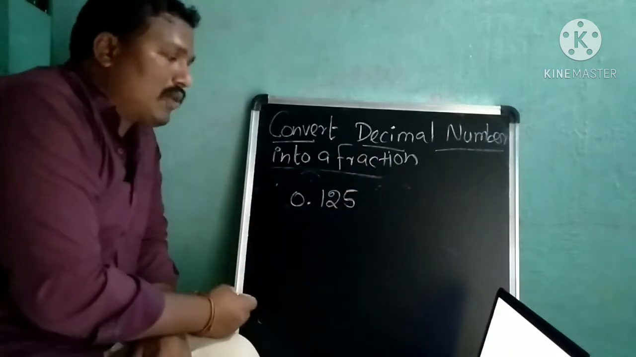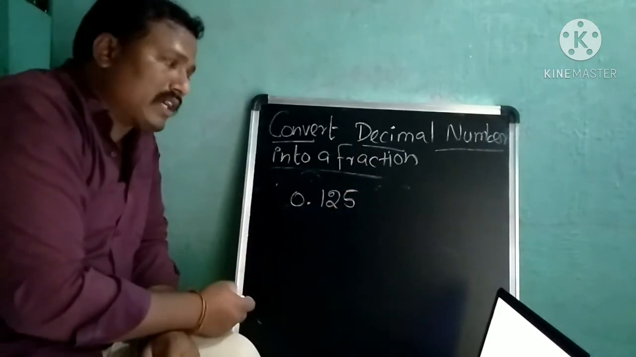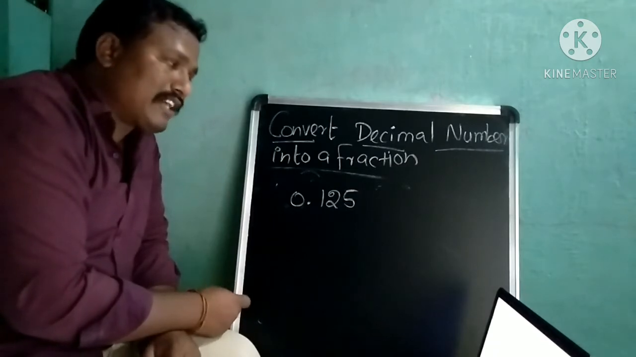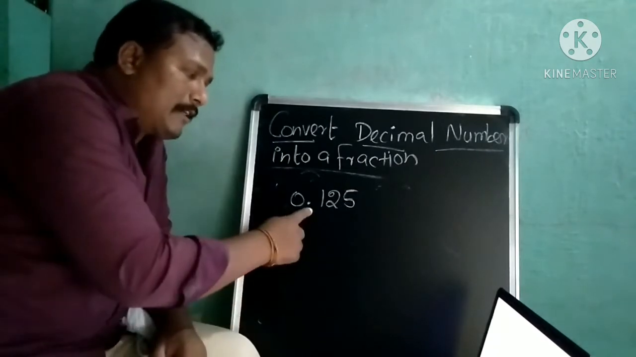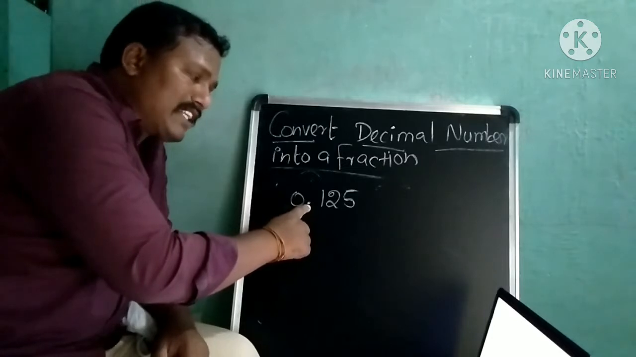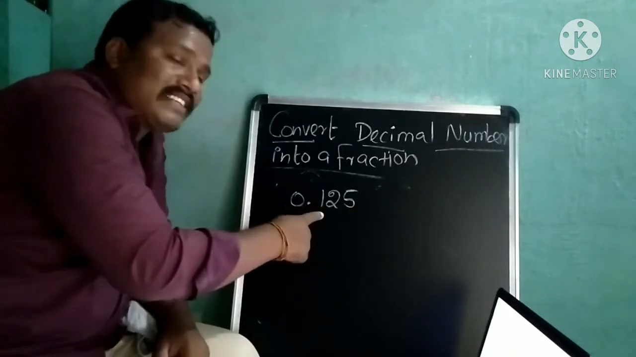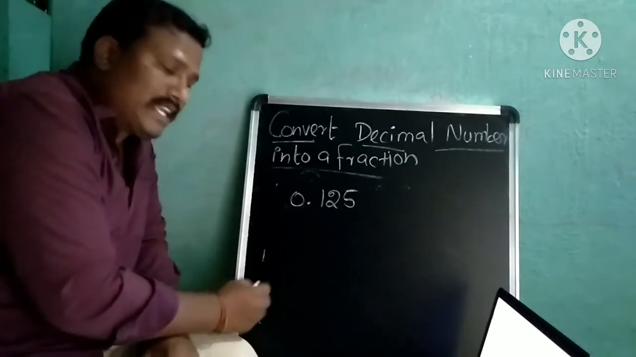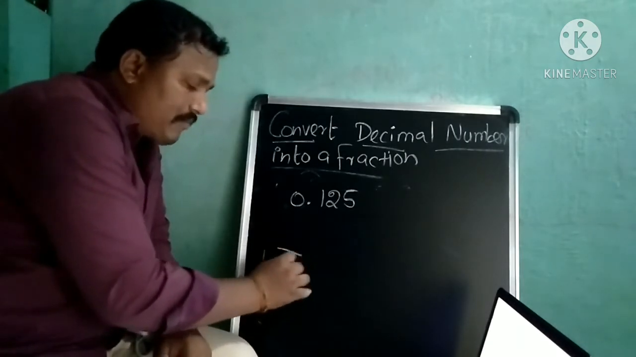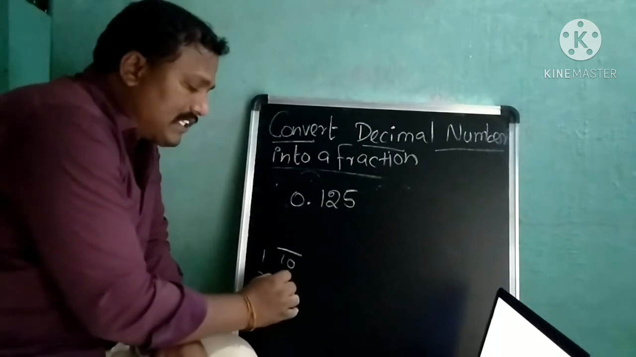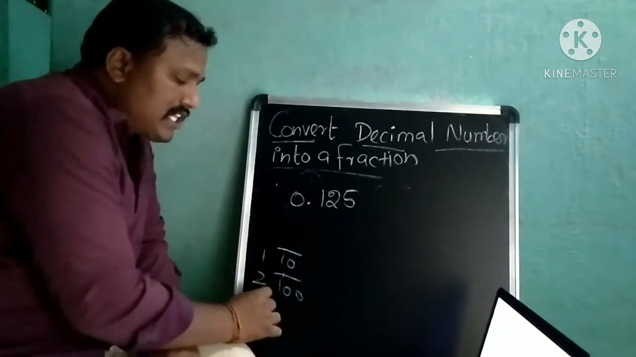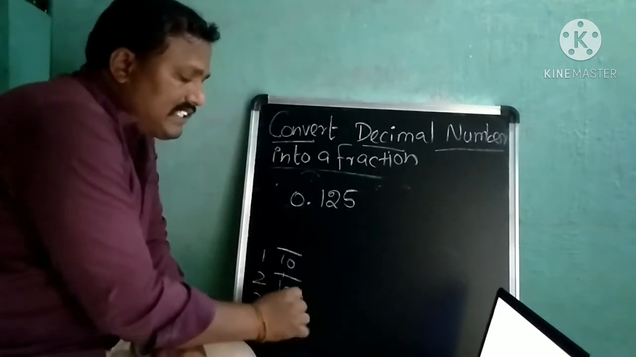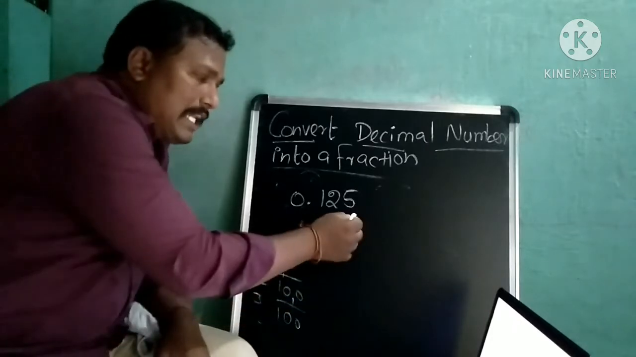0.125. It's a decimal number. How to convert it into a decimal fraction? First, you have to check how many places there are after the decimal point. 3 places there. I told you, if it is 1 place, you have to take 10. If it is 2 places, you have to take 100. If it is 3 places, you have to take 1000, like this. So here 3 places are there.